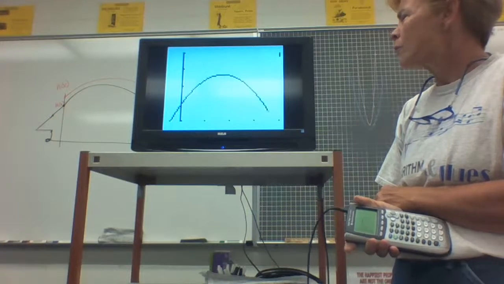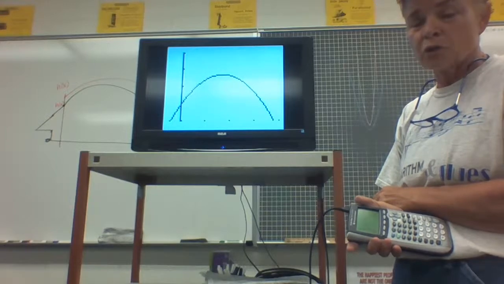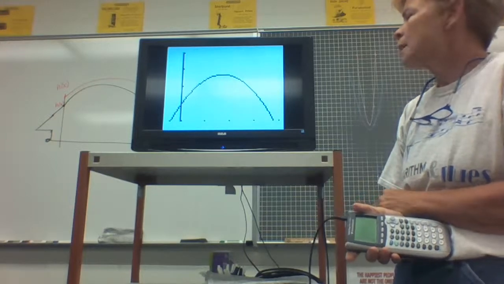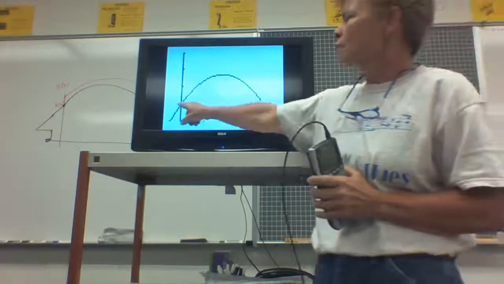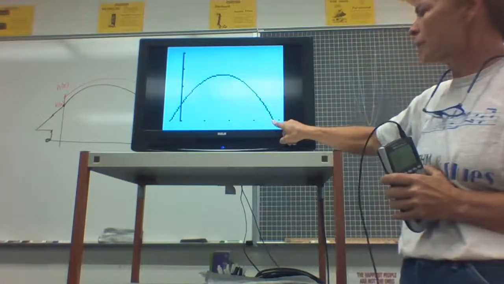Well, that's a little better. I may want to adjust it a bit, but I've used up most of my screen, which is good. Okay, so here's what's happening. The guy's firing the water from right here. It follows this path, and it hits the ground right here.